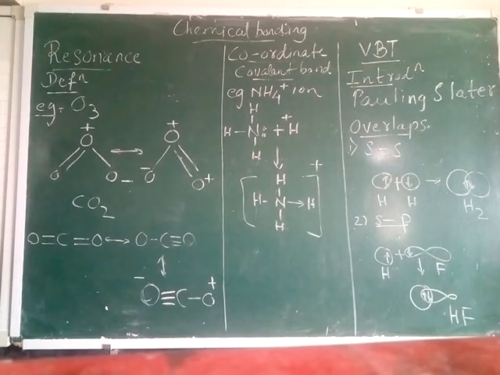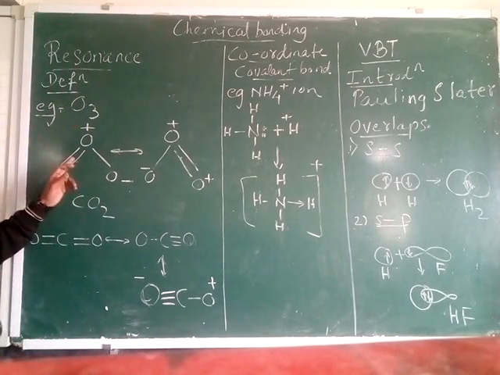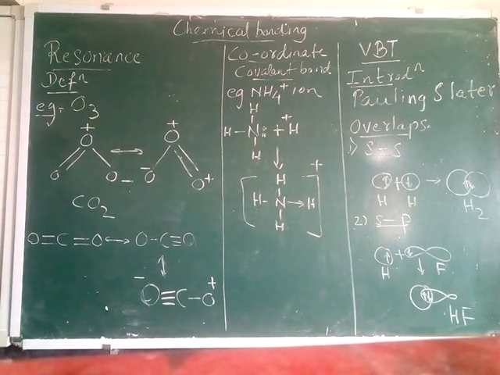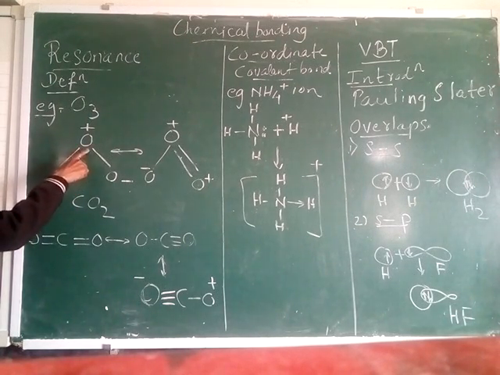So let us try to understand this definition with an example. The first example is ozone. Ozone O3. See this structure here. First oxygen atom, double bond, second and then third.